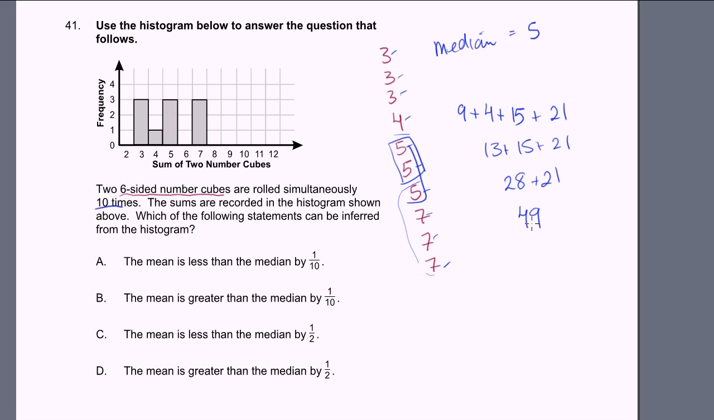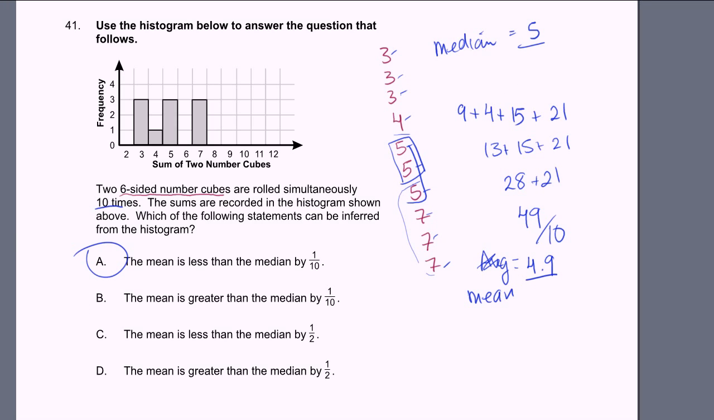If we divide that by 10, because we have 10 data points, the average is equal to 4.9. Our median is 5. So our average is 1/10 less than our median. When I say average, I actually mean the mean, since when people say average, they tend to mean the mean. Our mean, when we add up all the data points and divide by 10, is 1/10 less than the median. So the mean is less than the median by 1/10. That looks right.